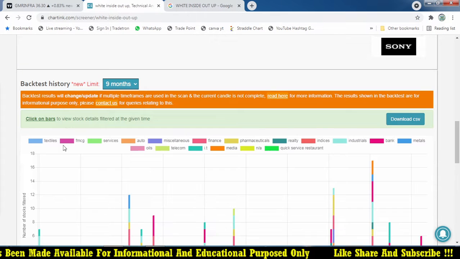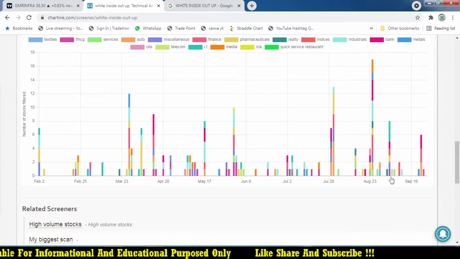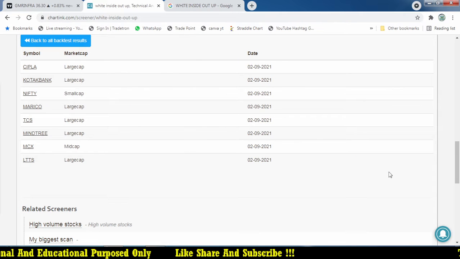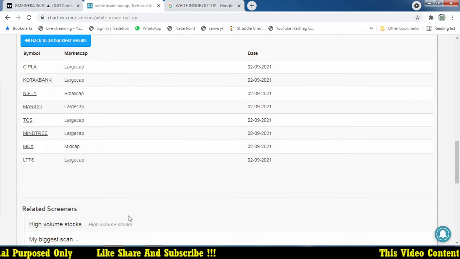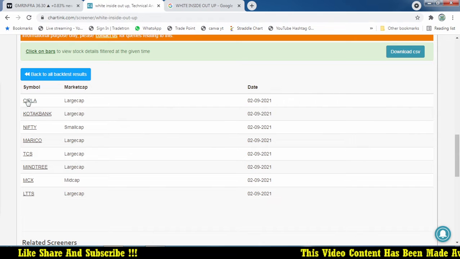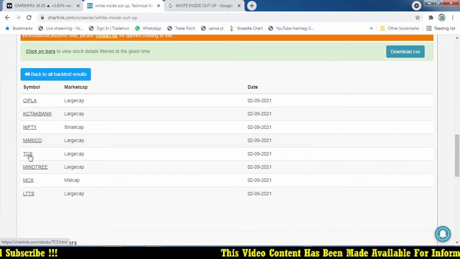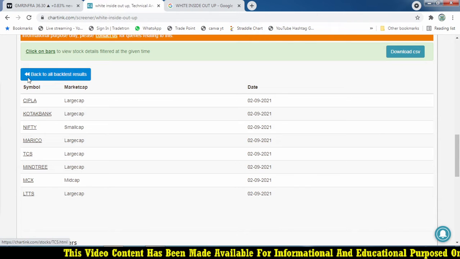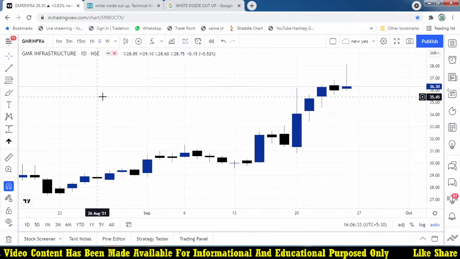After that, the second date giving such an opportunity is 2nd September. We got a lot more stocks like Cipla, Kotak Bank, Nifty, Marico, TCS, Mindtree, MCX and LTS. I'm going to take these stocks, and the first one is Cipla.